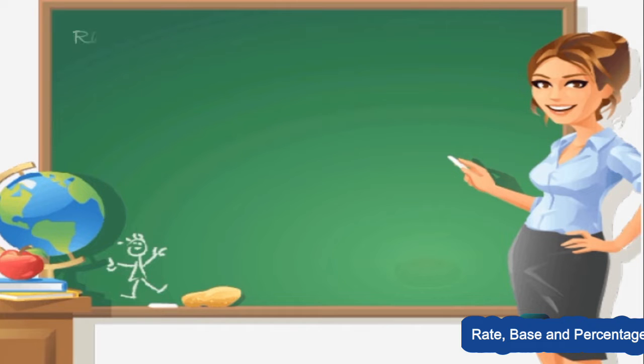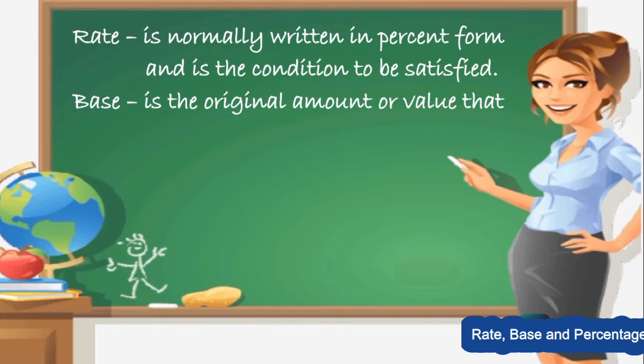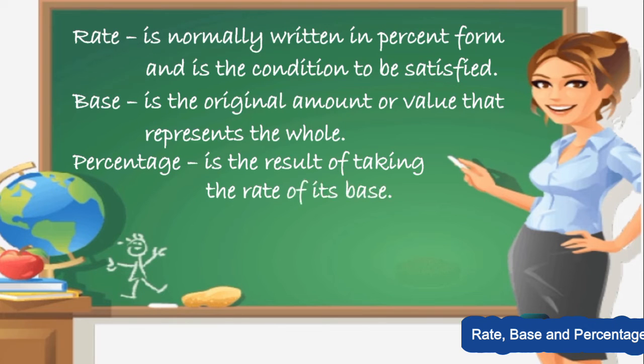What is rate? Rate is normally written in percent form and is the condition to be satisfied. How about base? Base is the original amount or value that represents the whole. How about the percentage? Percentage is the result of taking the rate of each base.